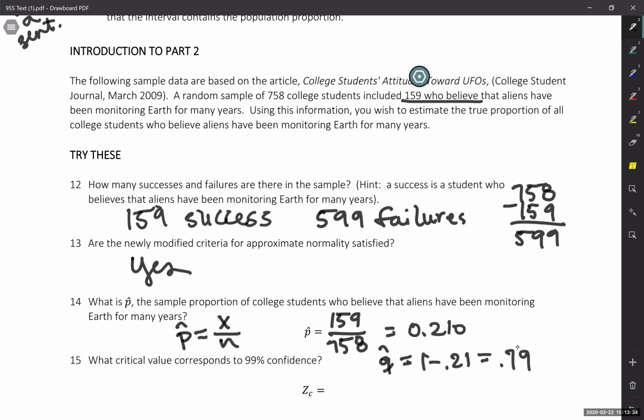Okay, so q, I'm so sorry, we're not on q, we're on z. The critical value Z for the confidence interval, that's at the very, very bottom, we get 2.575.